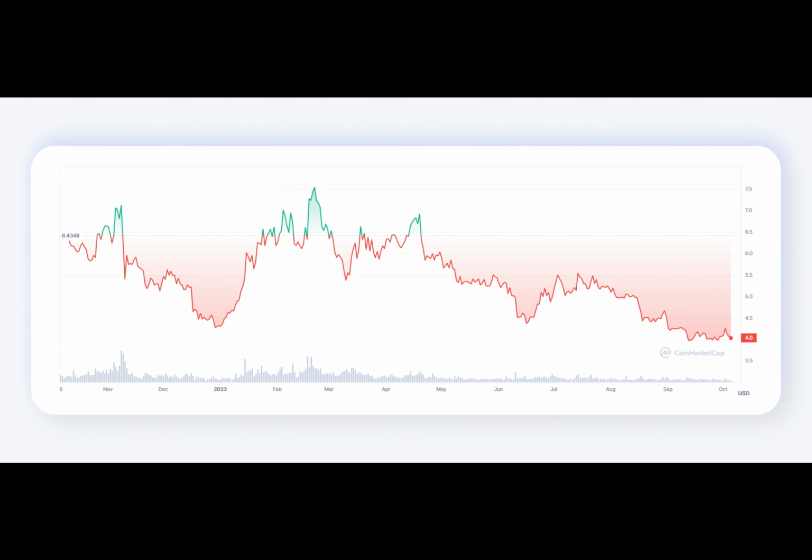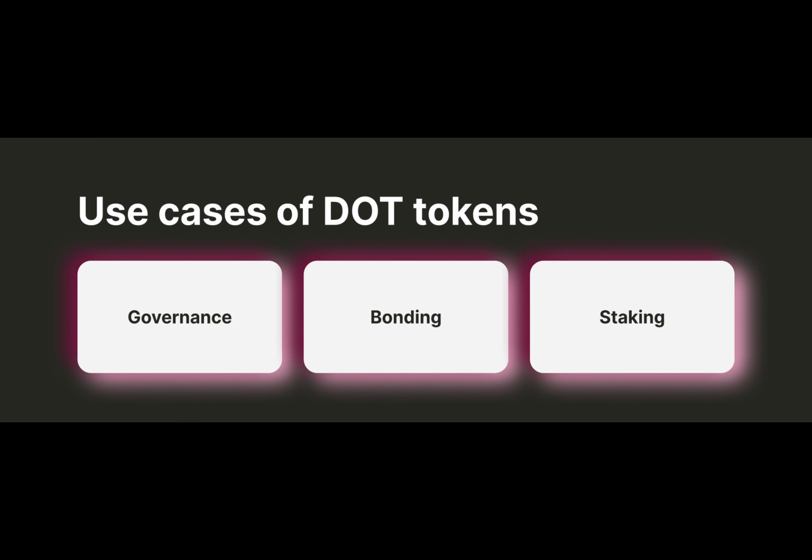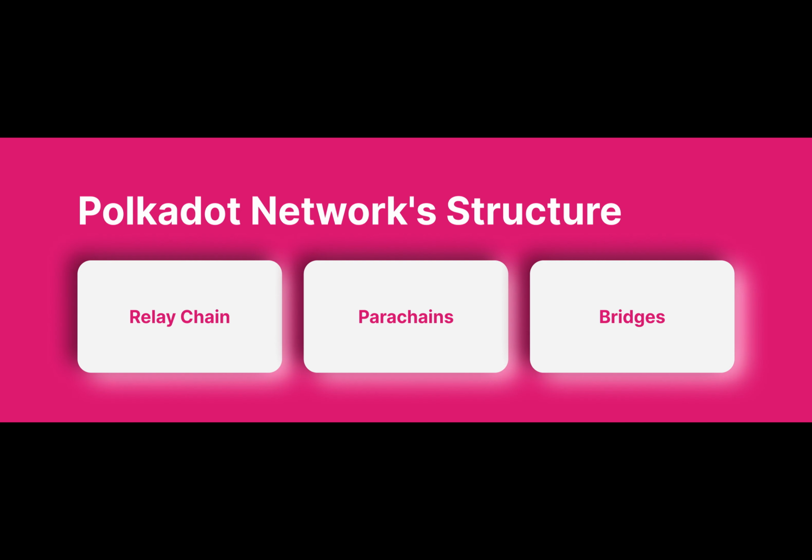First, it facilitates network governance by allowing DOT holders to participate in network governance proposals. These proposals may encompass important decisions such as an upgrade to the network or an adjustment to the fees. With this feature, Polkadot brings transparency and democracy to network operations by allowing DOT holders to influence the system's direction.